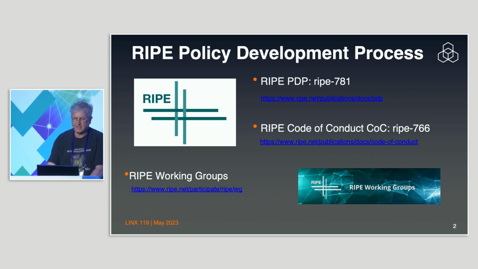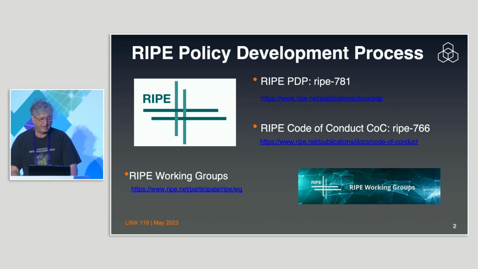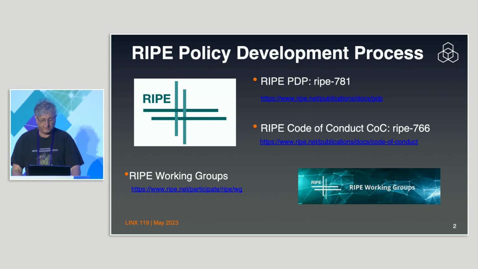It's basically formed of two parts, really. There's the policy development process, which is the way policies are actually developed, the process they go through. And then related to that is the RIPE Code of Conduct, which lays down the rules under which you interact when you're developing policy. In other words, it's basically to stop name calling and the like. And policy is developed in policy working group and RIPE working groups.